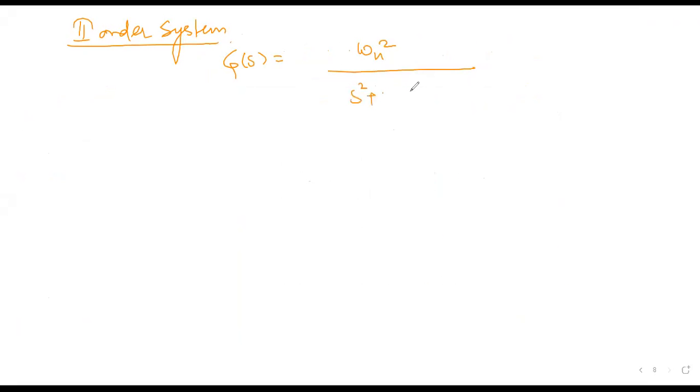So here, now we will talk about the second order system. Second order system means G of S would be, you remember this, omega n square upon S square plus 2 zeta omega n S plus omega n square. What is omega n? It is your undamped frequency, the natural frequency.